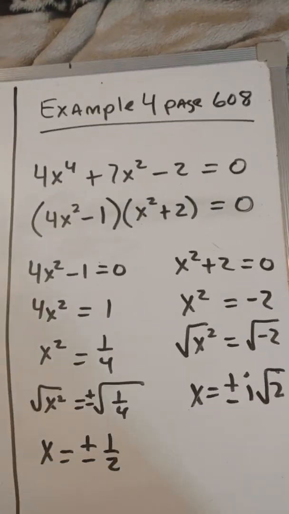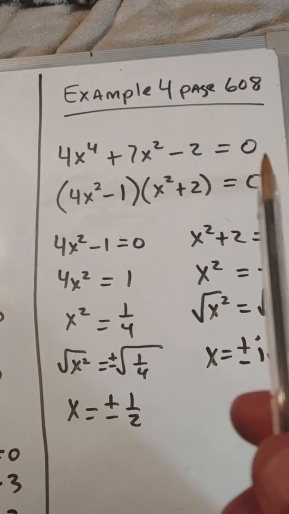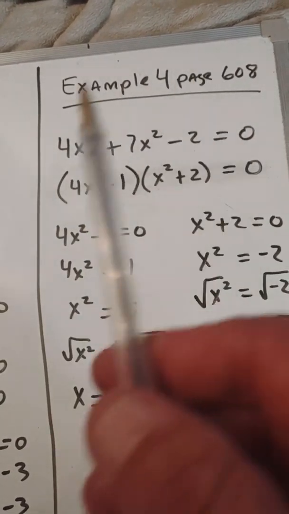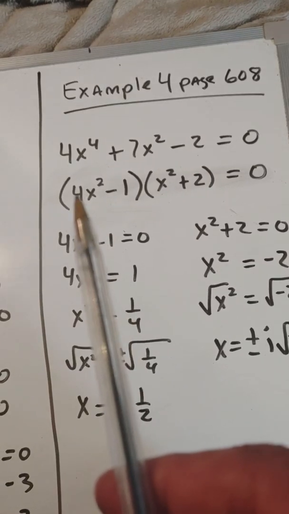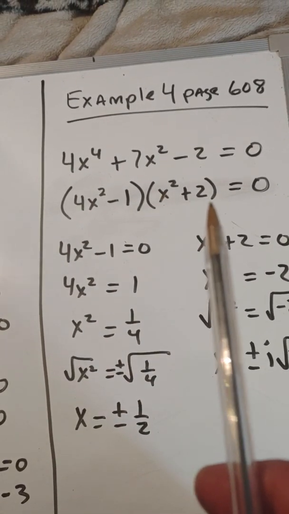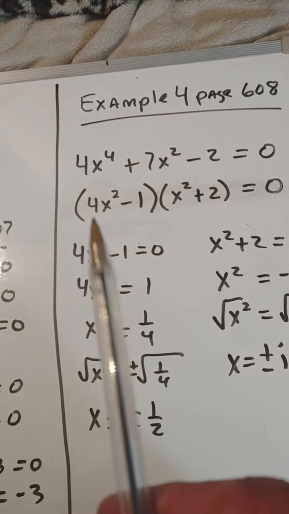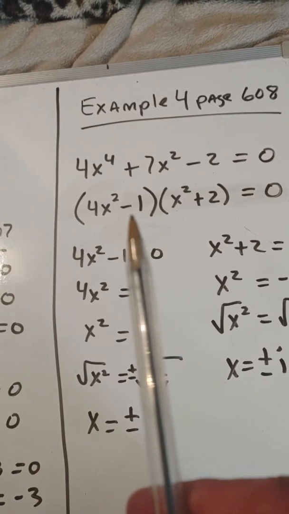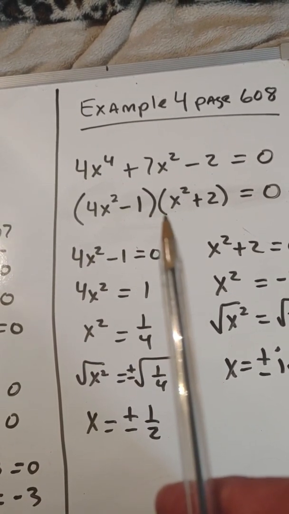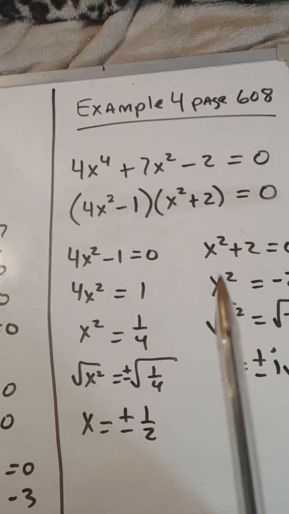Last example problem. We have 4x⁴ + 7x² − 2 = 0. We can factor this straight up. And so it becomes (4x² − 1)(x² + 2). So when you multiply the outsides, you get a positive 8x². Multiply the insides, you get a negative 1x². 8x² − 1x² is 7x². So we've just factored it.